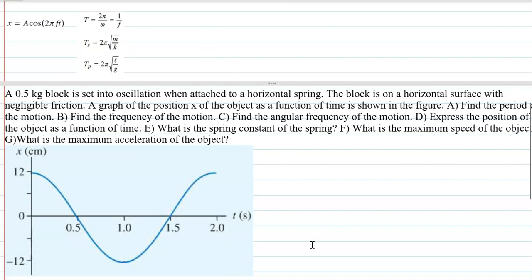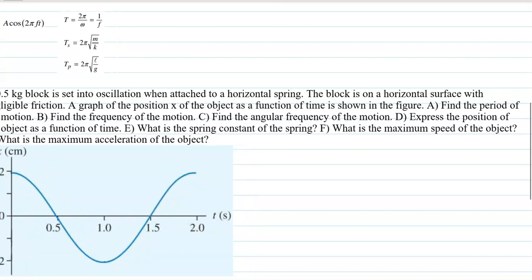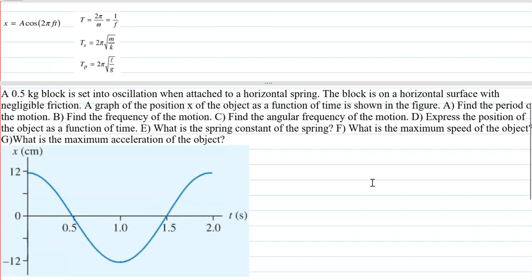A graph of the position x of the object as a function of time is shown in the figure. We want to find the period of the motion, and we want to find the frequency and the angular frequency. We want to express the position of the object as a function of time. We want to find the spring constant, the maximum speed, and the maximum acceleration.